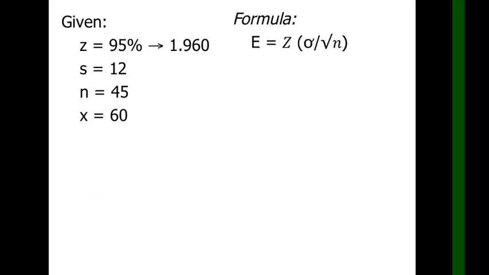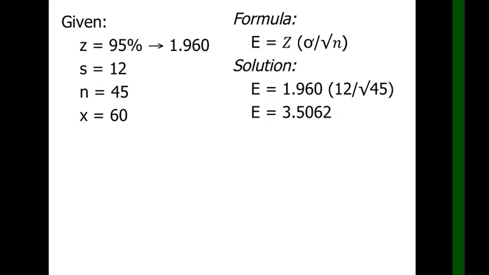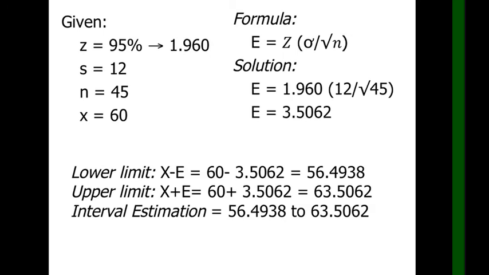Now, for the formula, we will use E equals Z quantity sigma over square root of N. So for the solution, we have 1.960 times 12 over square root of 45. 12 divide square root of 45. Click on your phone. Okay. Now, your answer will be multiplied to 1.960. And the final answer is 3.5062. Okay. For the lower limit, we have x minus e. Our x is 60 in the given.